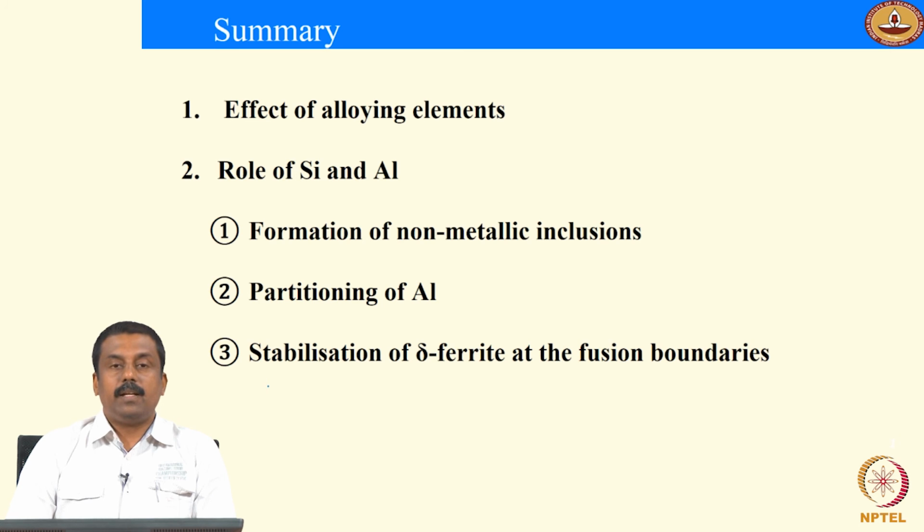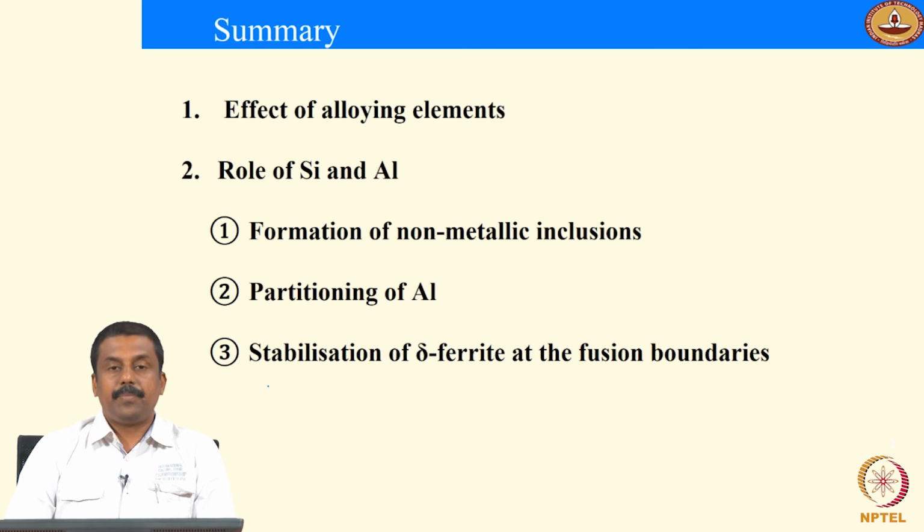And we also looked at the partitioning effect of aluminum to delta ferrite. When you have aluminum in the order of 1.1 weight% in steel, the aluminum partitions to the solidifying delta ferrite, whereas all other alloying elements tend to segregate towards the liquid. Aluminum has an affinity for delta ferrite and segregates to delta ferrite instead of going to the liquid.